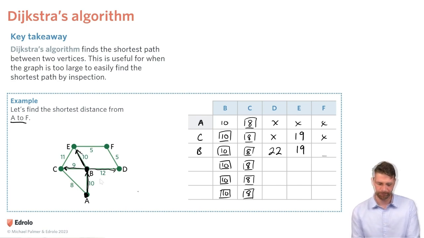I've just put the 19. Can I get to F? No, I can't. I go A, B. Oh, there's no way to directly get there from B, so I just put a cross there.